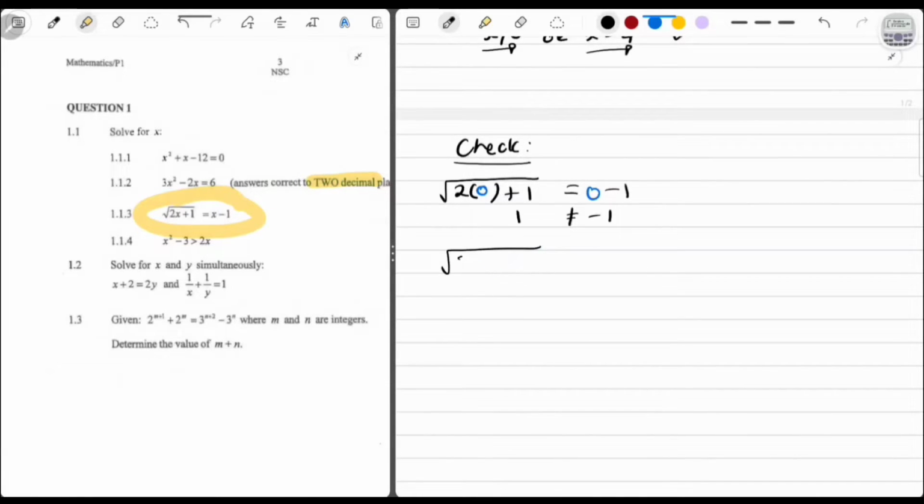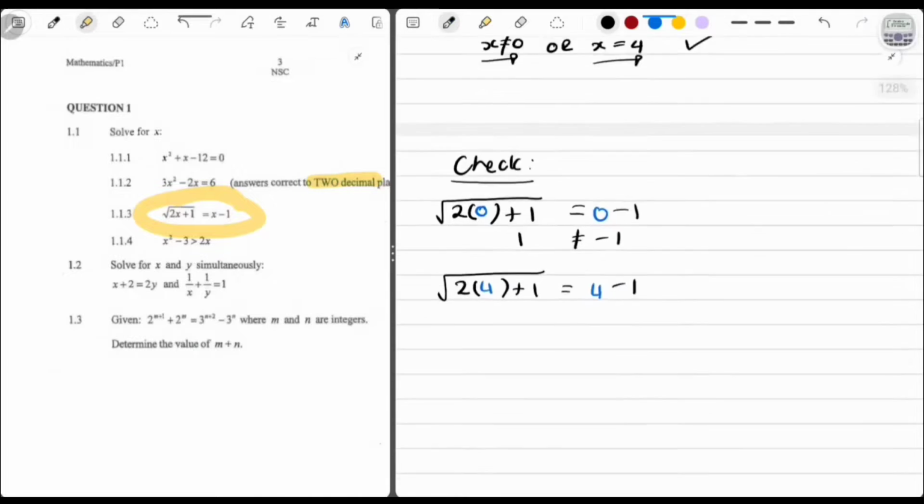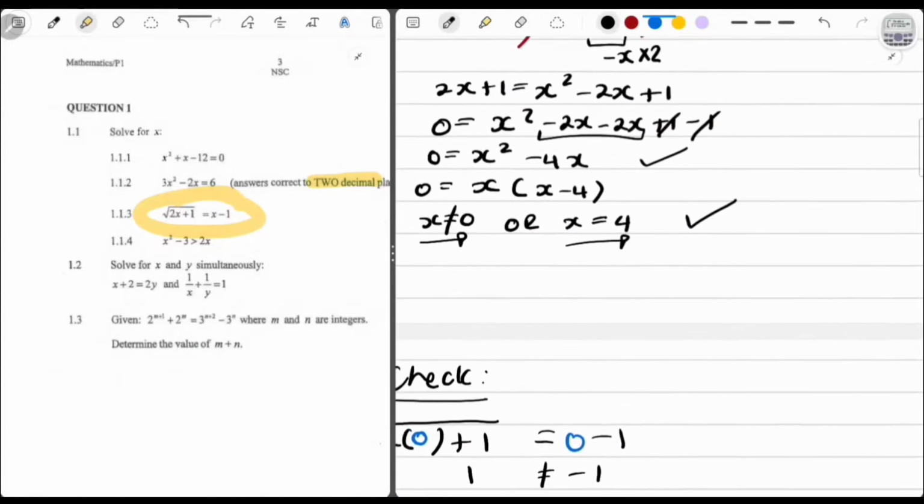So I'm going to again say 2 bracket, and then I have the 4. Then plus 1 is equal to, again, 4 minus 1. Okay, so let me see if this works out. So 2 times 4 is 8. 8 plus 1 is 9. Square root of 9 is 3. 4 minus 1 is 3. That works out perfectly. Left is equal to right.